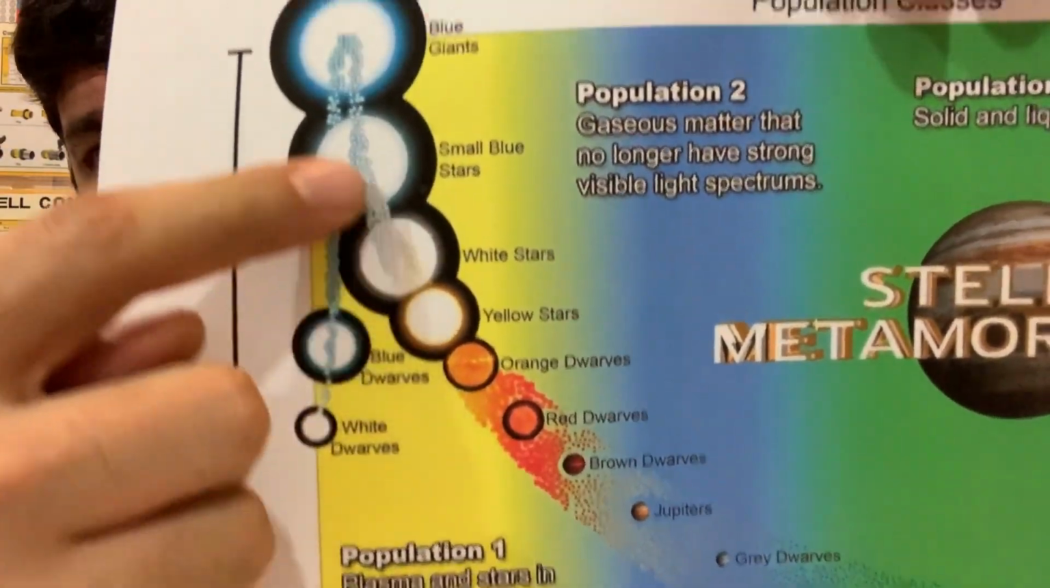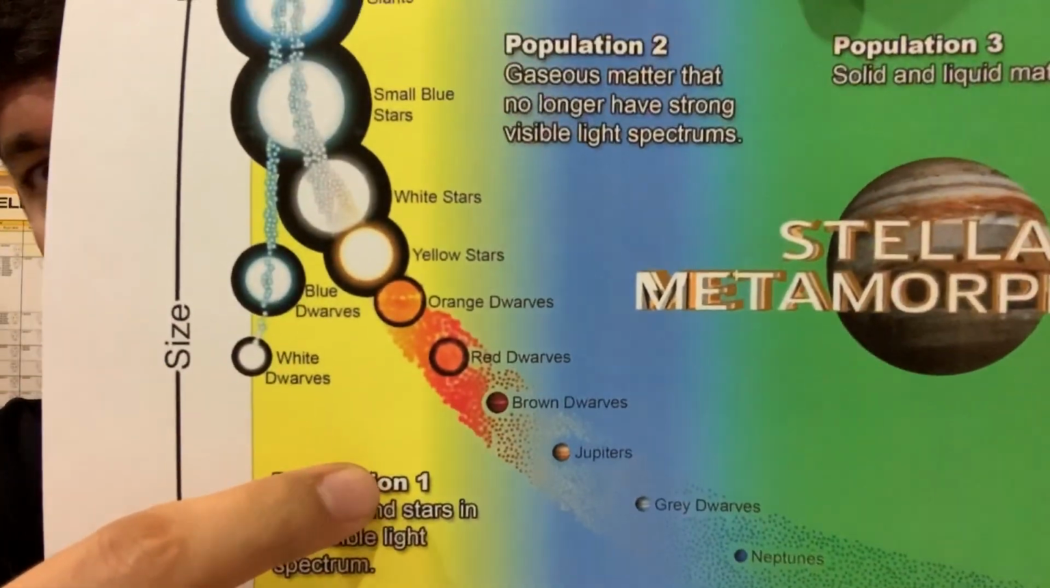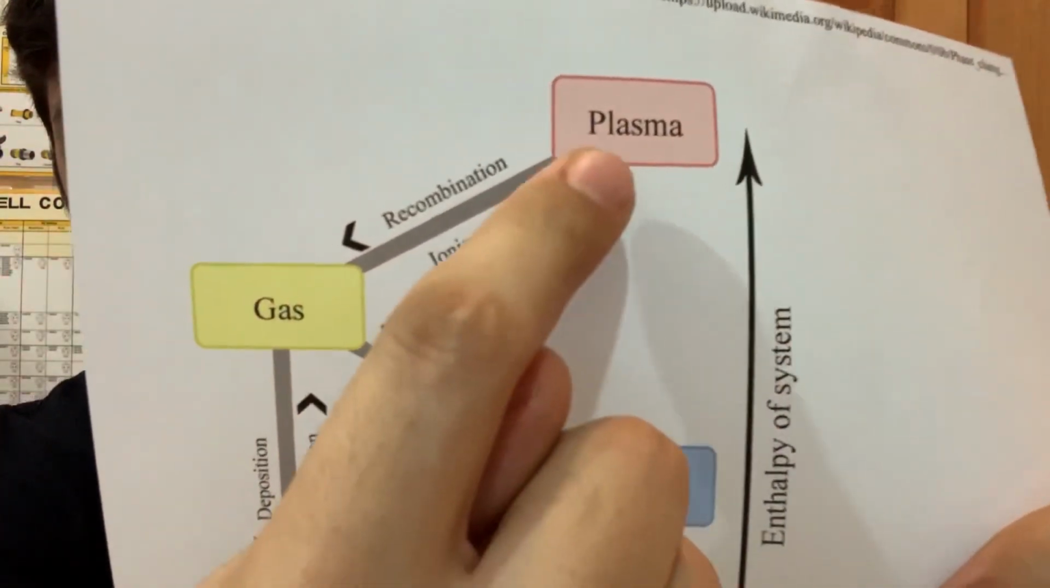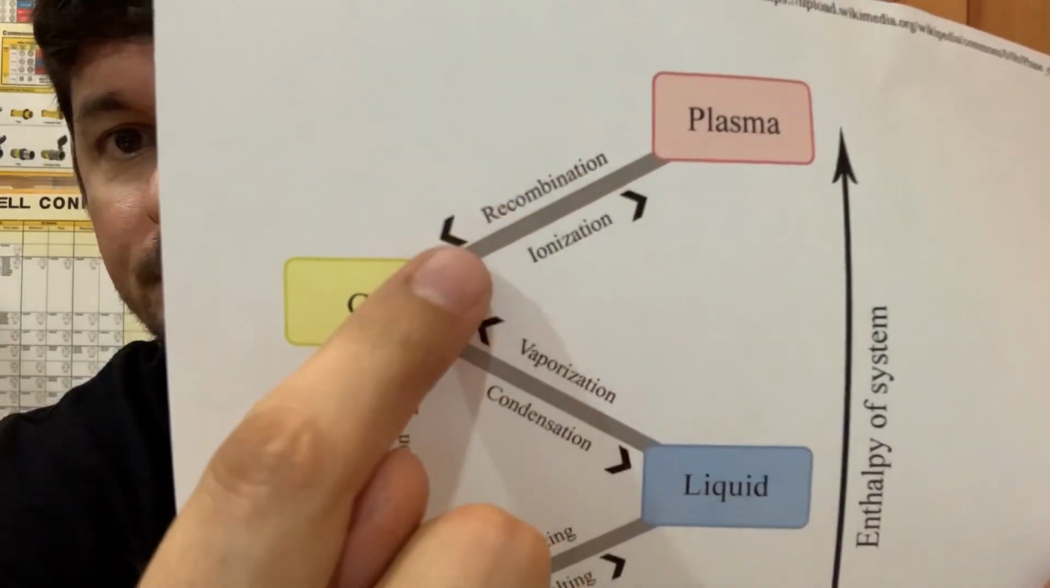You have the plasmas up here, the really young stars, and these are what I would call population 1 stars, where there are plasma and stars in the visible light spectrum. They're the stars you can see very well. The population 2 stars are the ones that are mostly gaseous matter that no longer have strong visible light spectrums. The material isn't recombining, okay? The reason why stars shine is because the plasma of the star, the ionized material, is undergoing recombination.